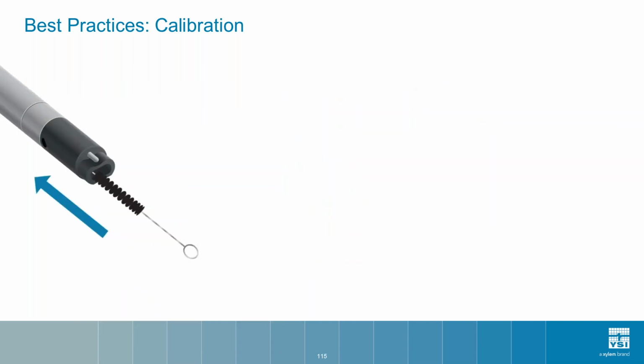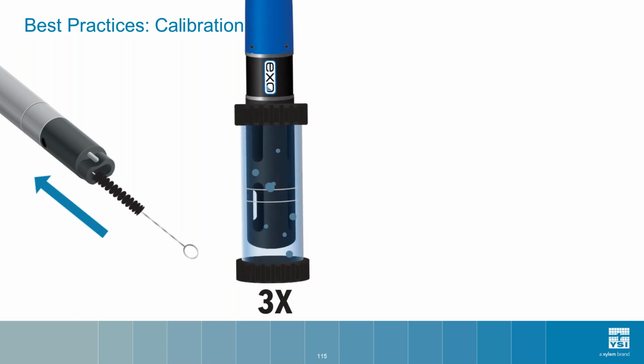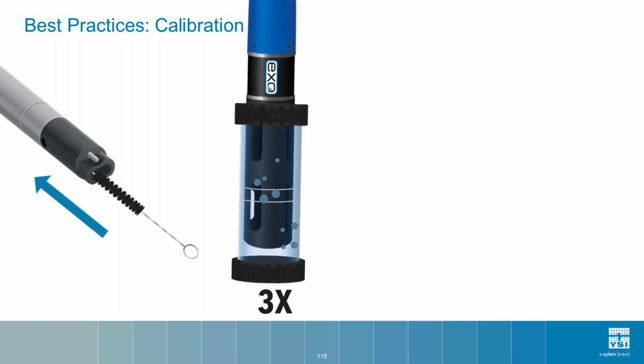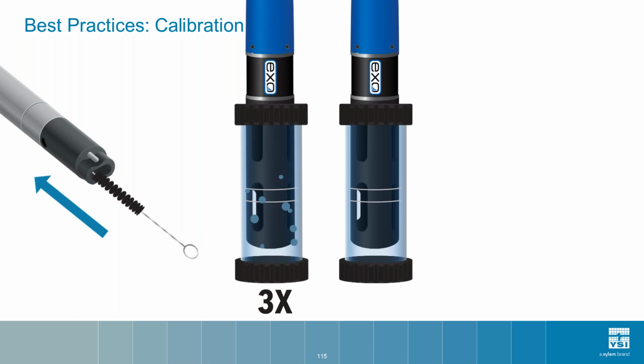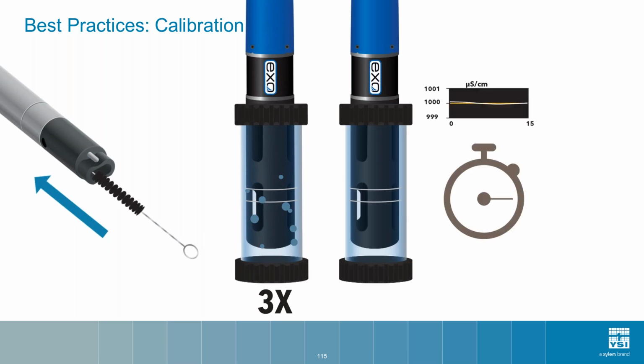So just to review the calibration process, start by cleaning the sensor, then do a triple rinse of the sensor with the Cal Standard, then immerse with a fresh standard solution, then check the readings and wait for stabilization, and then you get a good QC score and your sensor is calibrated properly.